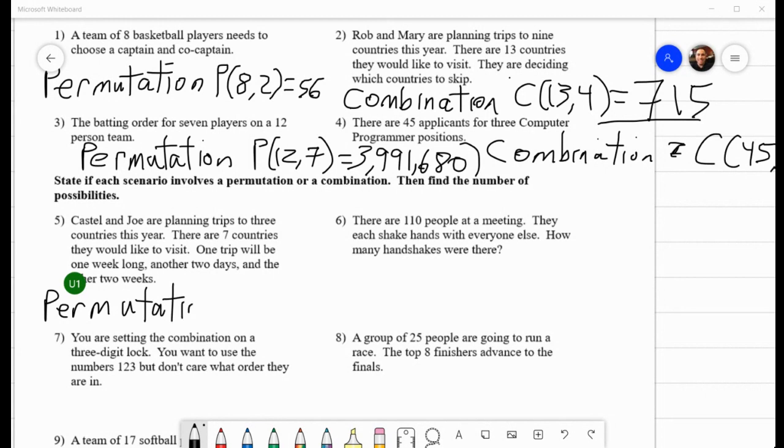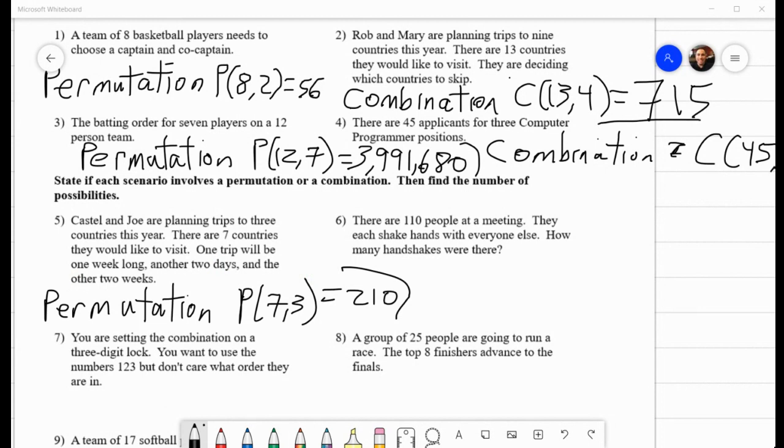Permutation. Okay. Well, there's 7 countries, right? And they want to see 3 of them. There's 7 countries. They want to see 3. Let's see. Oh, here it is. Yeah. So that would be 210. So order does matter because again, the trip length is not the same. So the first trip is longer than the second trip, and the third trip is even longer, 2 weeks. So the order does matter.